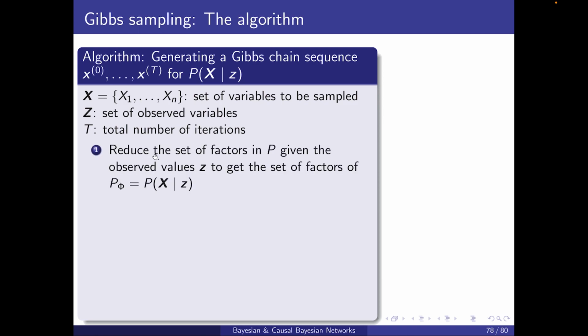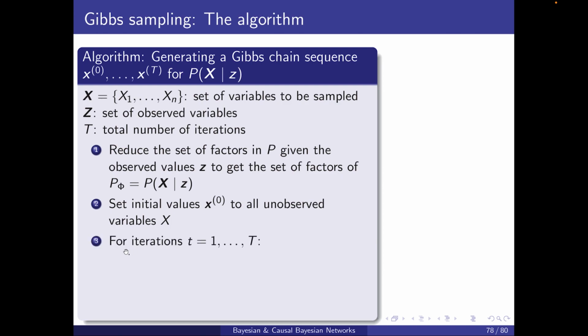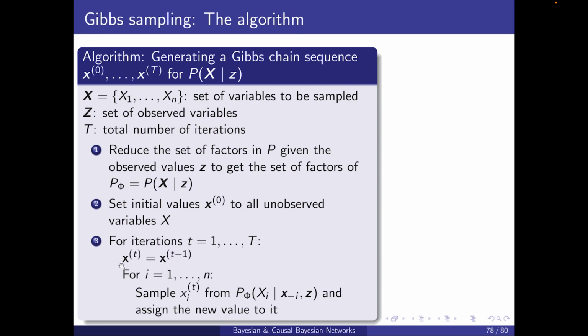And step 1 is to reduce the set of factors in P given the observed value Z to get the set of factors. So we simplify the CPDs. Set initial values x0 to all unobserved variables x. This can be done by forward sampling, for example. And then for iterations T from 1 to capital T, do the following. So we set the initial value of the new particle based on the previous particle, and then we update the variables in any order, arbitrary order.